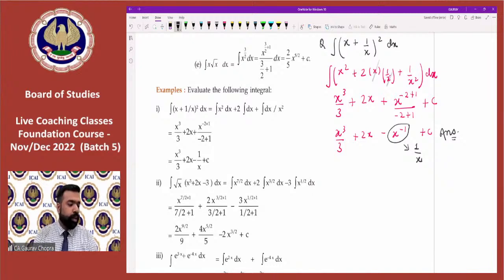Divya Kumari is saying your handwriting is nice. Thank you so much. Diksha Agarwal is saying it's easy. Yes, in reality it is also easy.